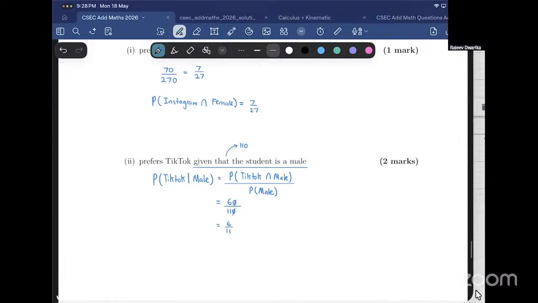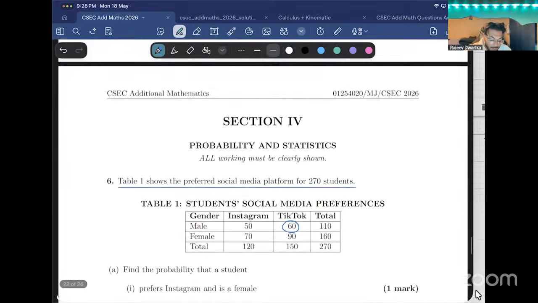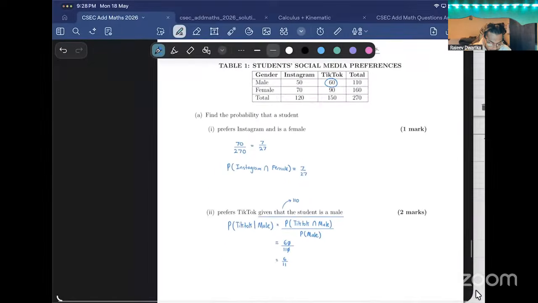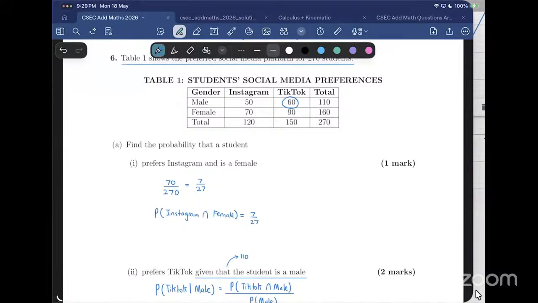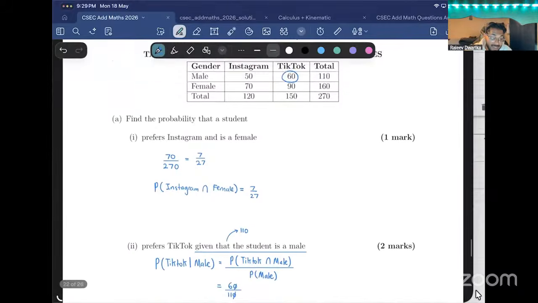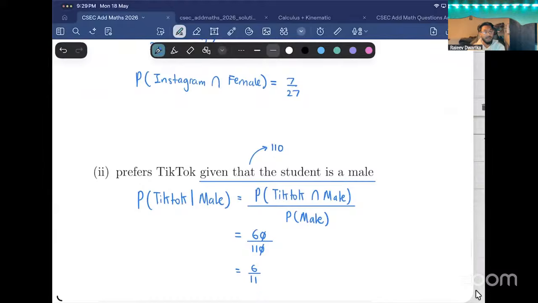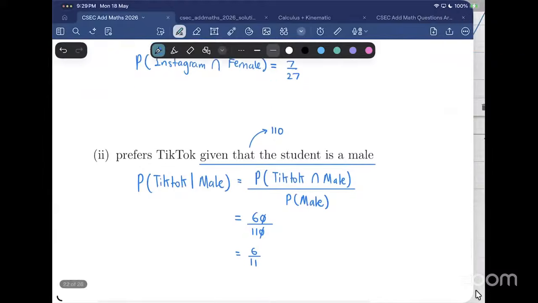A lot of students would get this question wrong because I know for a fact that when doing the question, they would say 60 over 270. But they said given that it's male, so that reduces the sample space to males alone.